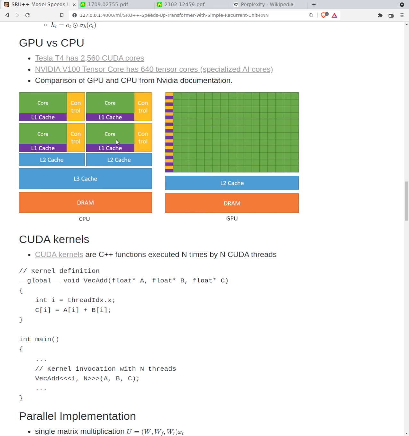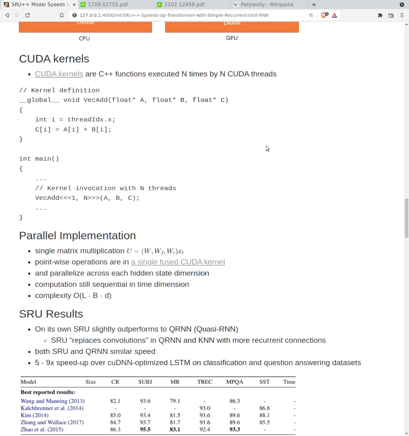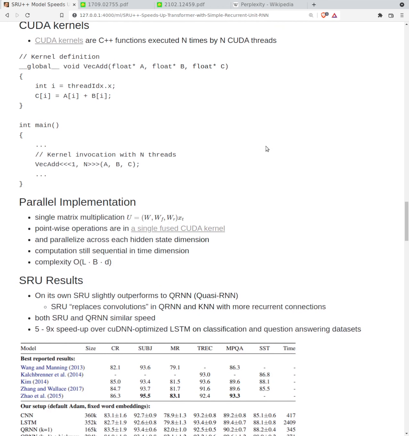So for example, this Tesla T4 has 2,560 CUDA cores. CUDA is this calculation framework, and yeah, this newer architecture has different types of cores. I guess they are faster. But the important thing is that the CPU has 12 cores. GPU has thousands, so you can do huge matrix calculations there quite fast. How do you actually do those calculations on CUDA?